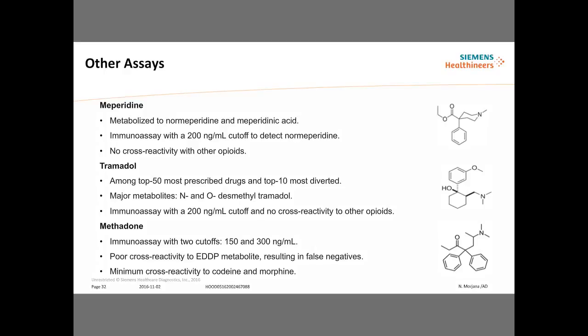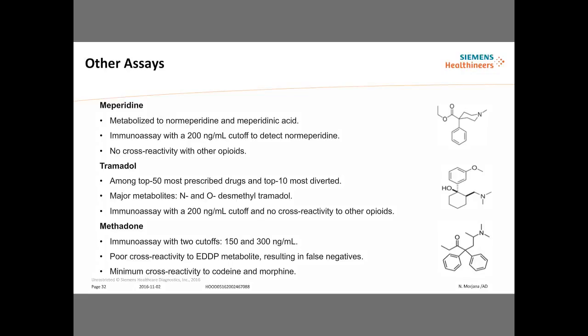Tramadol is prescribed widely and metabolized into major metabolites, the N- and O-desmethyl tramadol. The cutoff available is 200 nanograms per mL, and it is widely used in detection of tramadol and its metabolites.